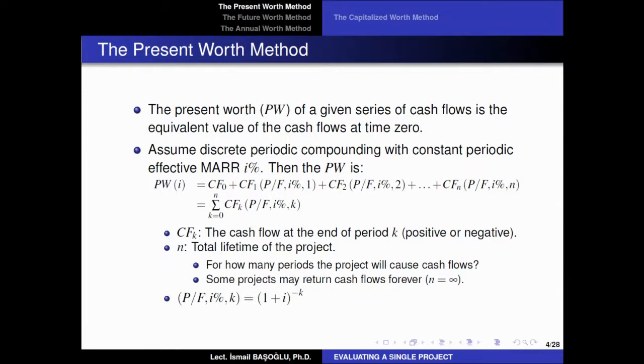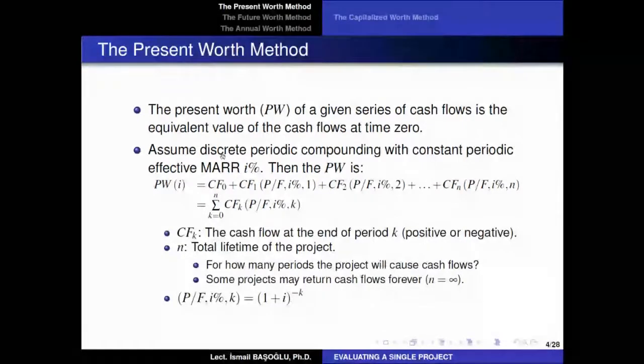Now, our objective here in the present worth method is to calculate the present equivalent value of all future cash flows at time zero, and we are going to subtract the initial cost from that, and that is going to be the present worth. Now, under which interest rate are we going to compute the present worth? So if we assume a discrete periodic compounding with constant periodic effective minimum attractive rate of return, then we are going to use that minimum attractive rate of return to calculate the present worth of these values.